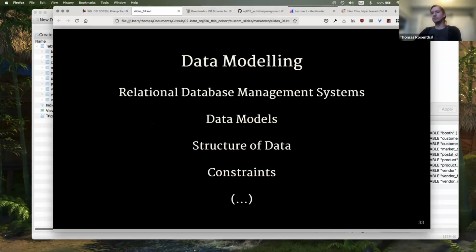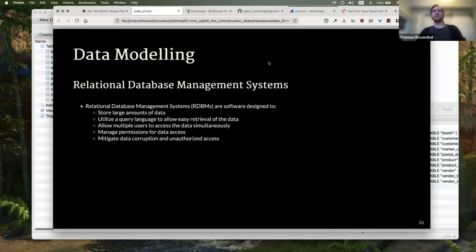All right, let's talk about RDBMSs more. Okay, so it's been asked, so what's an RDBMS? A relational database management system is software designed to store large amounts of information, utilize a query language to allow for the easy retrieval of the data. That query language is SQL. It also allows multiple users to access the data simultaneously.